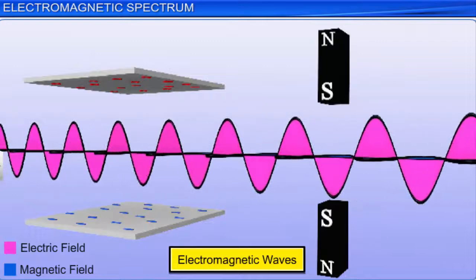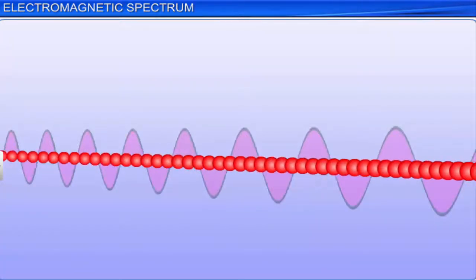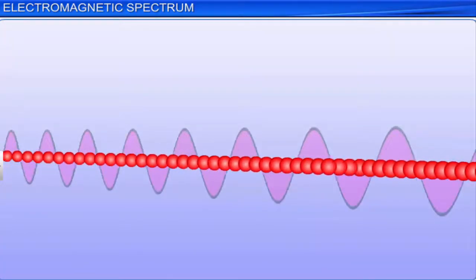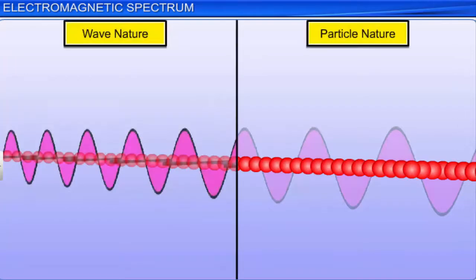All electromagnetic waves consist of particles called photons. Therefore, electromagnetic waves possess dual nature. That is, they behave both as waves and also as particles under various circumstances, about which you will learn later.